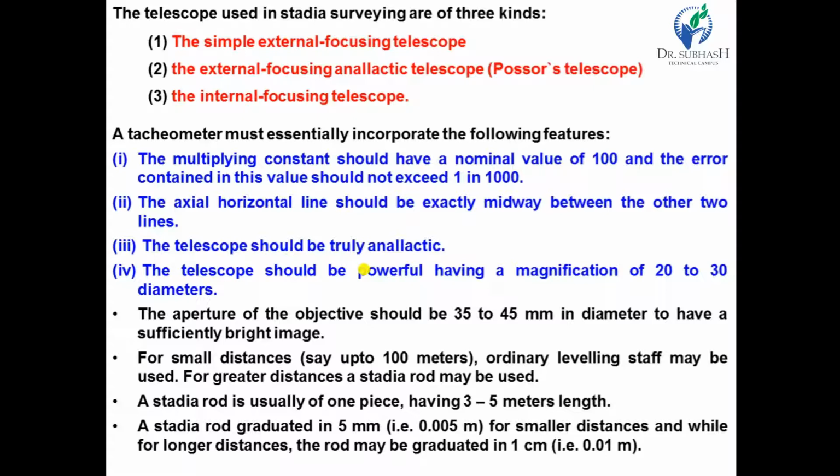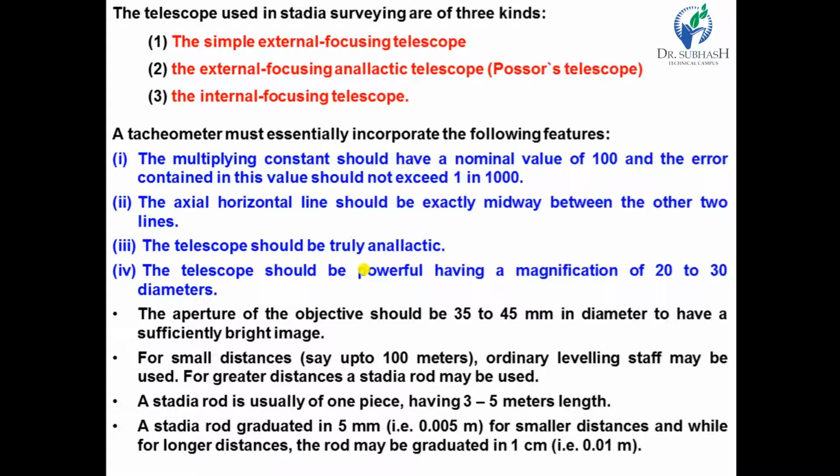The multiplying constant should have a nominal value of 100, and the error in this value should not exceed 1 in 1000. The axial horizontal line should be exactly midway between the other two lines. The telescope should be truly analytic. The telescope should be powerful, having a magnification of 20 to 30 diameters. Generally, the aperture of the objective should be 35 to 45 mm in diameter to give a sufficiently bright image.